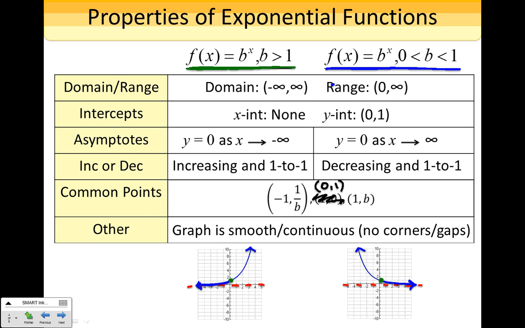And lastly, we just know that the graph is smooth and continuous and has no corners or gaps. If you know that, it's easy to make sure you're graphing it correctly. These properties are all things that are going to help us graph these functions no matter what the base is. Some quick tools and properties for graphing exponential functions. Please make sure that you have this table written in your notes.